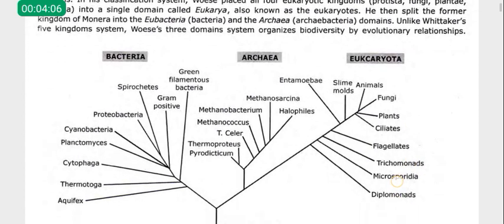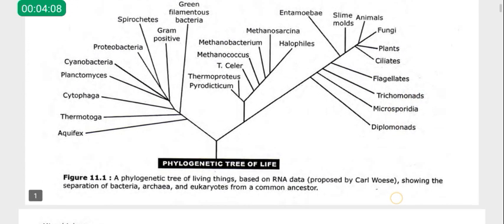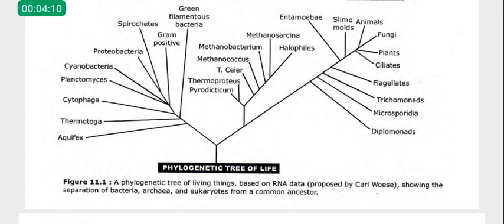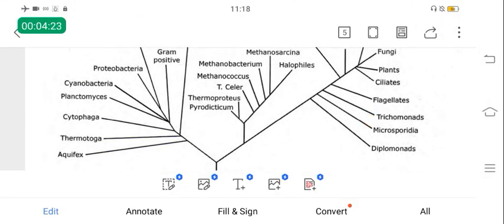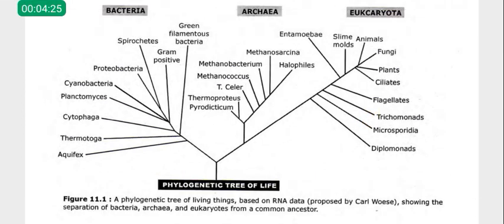So here we could see a diagram which represents the phylogenetic tree of living things based on RNA data proposed by Carl Woese, showing the separation of bacteria, archaea, and eukaryotes from a common ancestor. Phylogenetic tree of life from which different roots and branches are shown. This is a rooted one. No, not rooted, I guess.